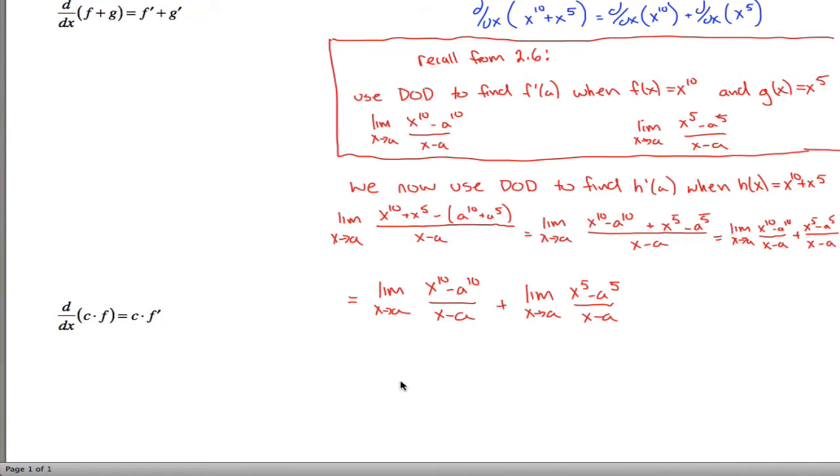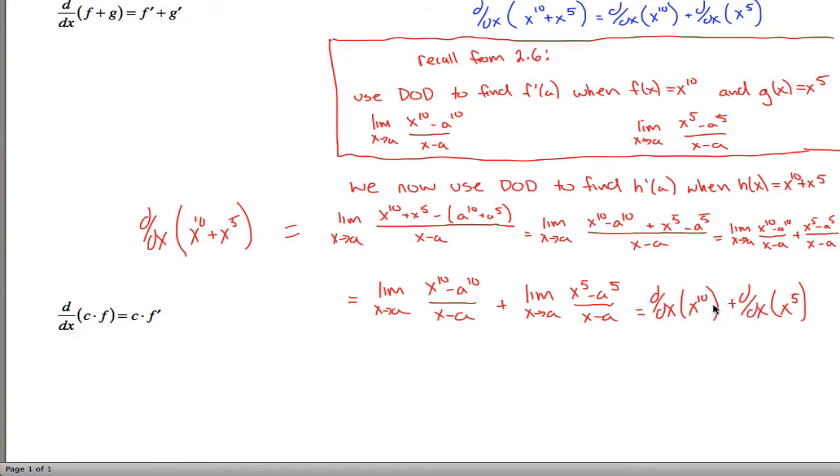So what I'm saying here is I started out by trying to figure out what is the derivative of x to the 10th plus x to the 5th. And what I did was a bunch of algebra and eventually ended up with the derivative of x to the 10th plus the derivative of x to the 5th. I haven't actually figured out what those things are, but I proved that this is equal to this.